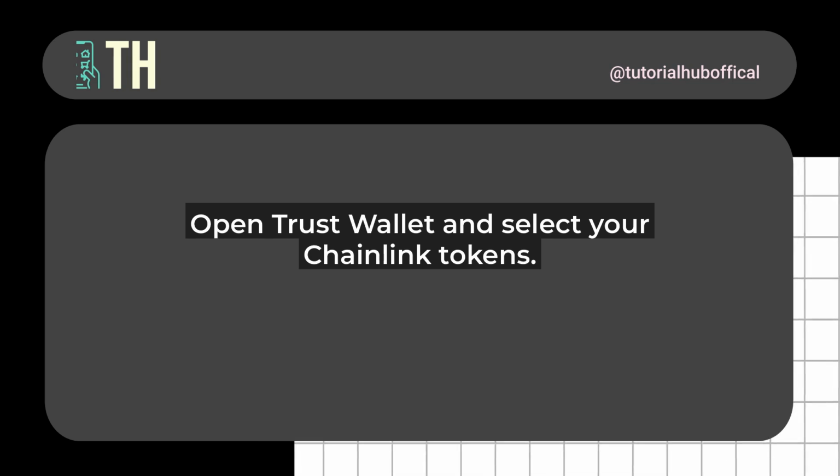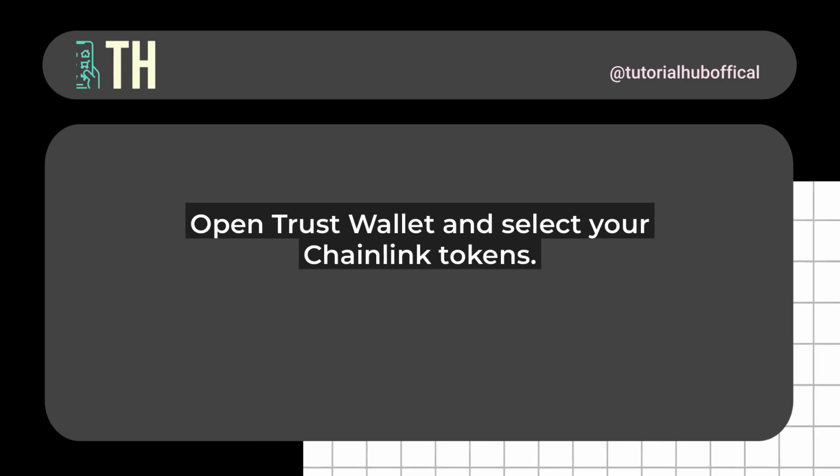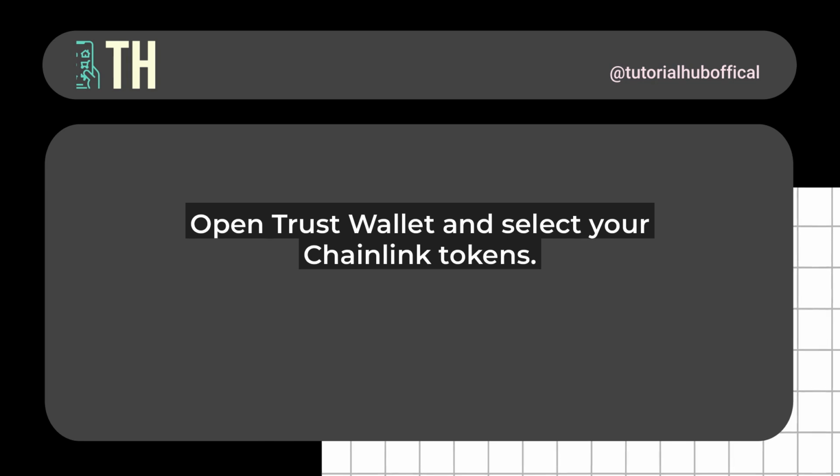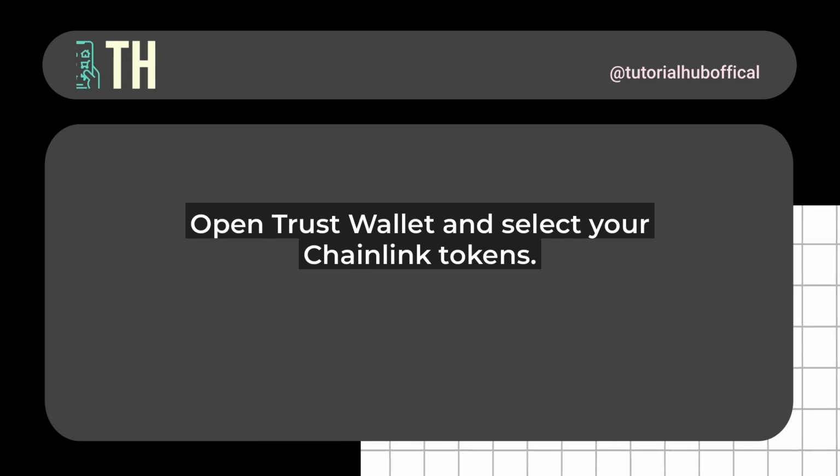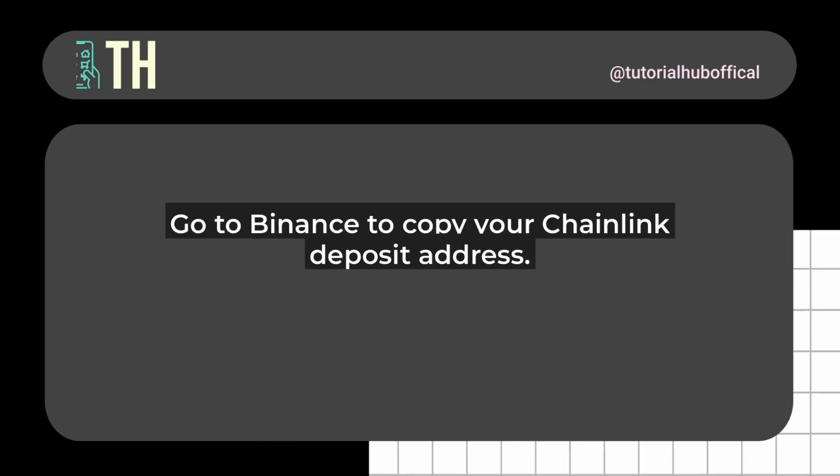Step 1. Open your Trust Wallet app and go to the Tokens, or Wallet, section. Search for Chainlink, Link, and select it. Step 2. Tap on the Send button for Chainlink. This will open a screen where you enter the recipient's address.